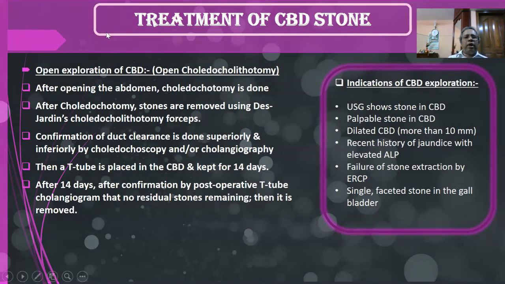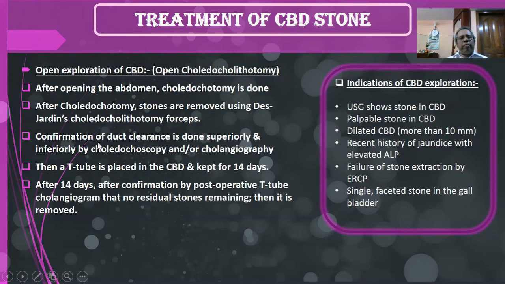And after opening the common bile duct, the stone is removed by using Desjardins choledocholithotomy forceps, pull it out and keep it in a gallipot on the trolley. Subsequently, make a wash with normal saline, then clear the CBD, and after that, the clearance is confirmed before closing the CBD. For that reason, confirmation of the duct clearance is done superiorly and inferiorly by choledochoscope or by cholangiography.